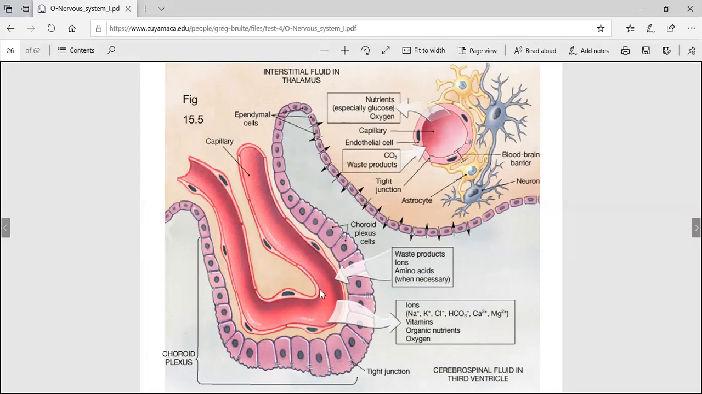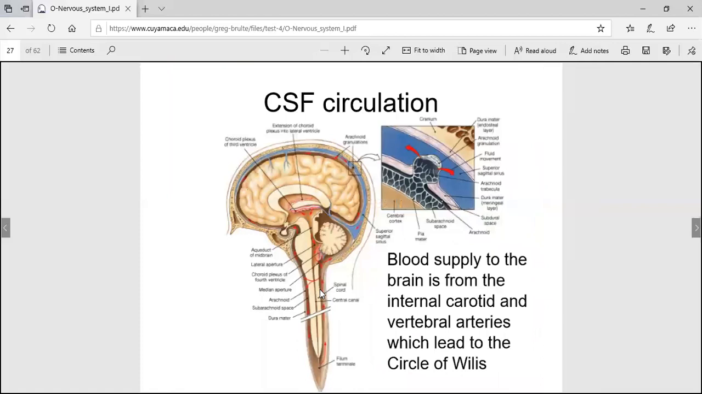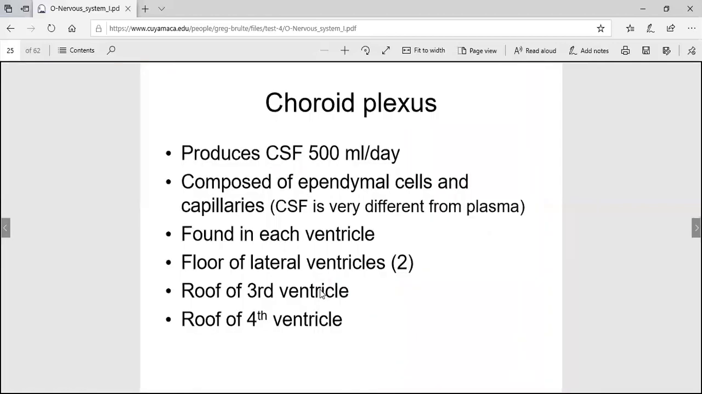But choroid plexus produces 500 milliliters a day. That's about like one of your little water bottles. So it flows, and once it's done its thing and it's got a lot of waste product, it has to go back into the general circulation. And then you make more. If you get stopped up, can you increase your intracranial pressure? Yeah, big problem. So that can be a problem.